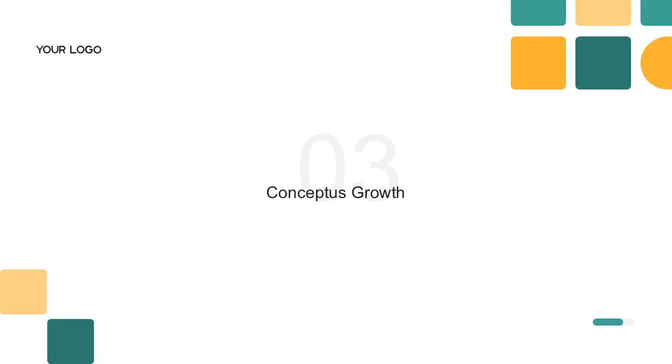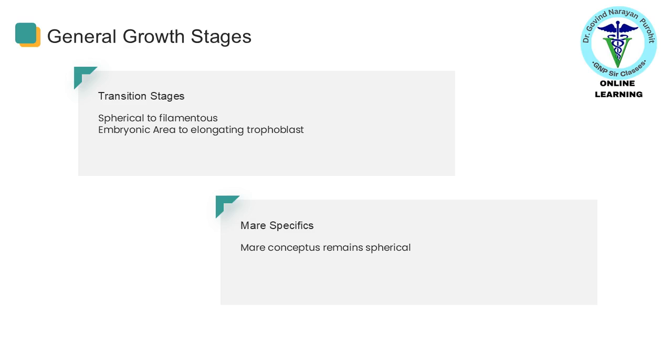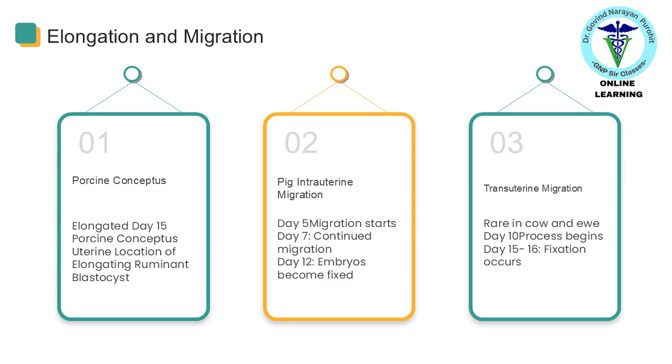Now, let's explore the growth stages of the conceptus, from spherical to filamentous forms, and specific characteristics in mares. Conceptus growth stages transition from spherical to filamentous forms, with the embryonic area elongating into a trophoblast. In mares, the conceptus remains more spherical. Elongation and migration are crucial for conceptus development. In pigs, migration starts on day 5, while in cows and ewes, it begins on day 10. These processes ensure proper implantation.